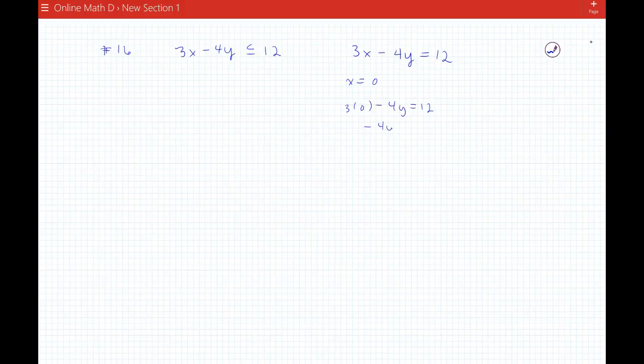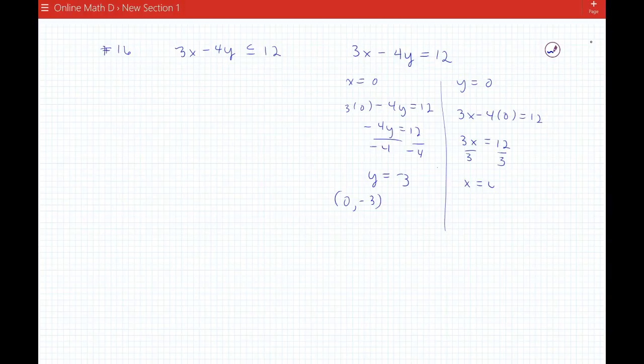So you have -4y equals 12. Divide both sides by -4 and get y equals -3. So when x is 0, y is -3. So this is one of your intercepts. Then you let y equal 0. So now I have 3x minus 4 times 0 equals 12. So 3x equals 12. Divide both sides by 3 and x equals 4. So you have (4, 0) is the other intercept.